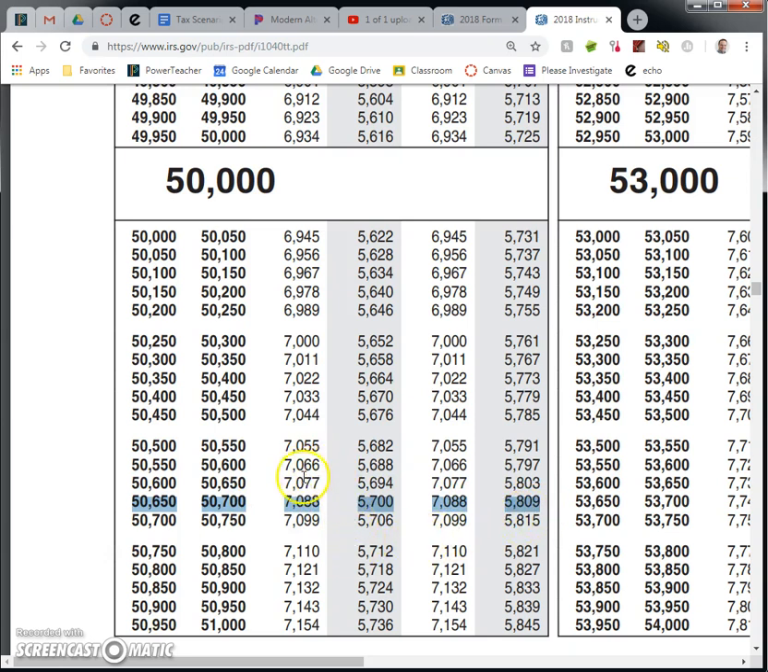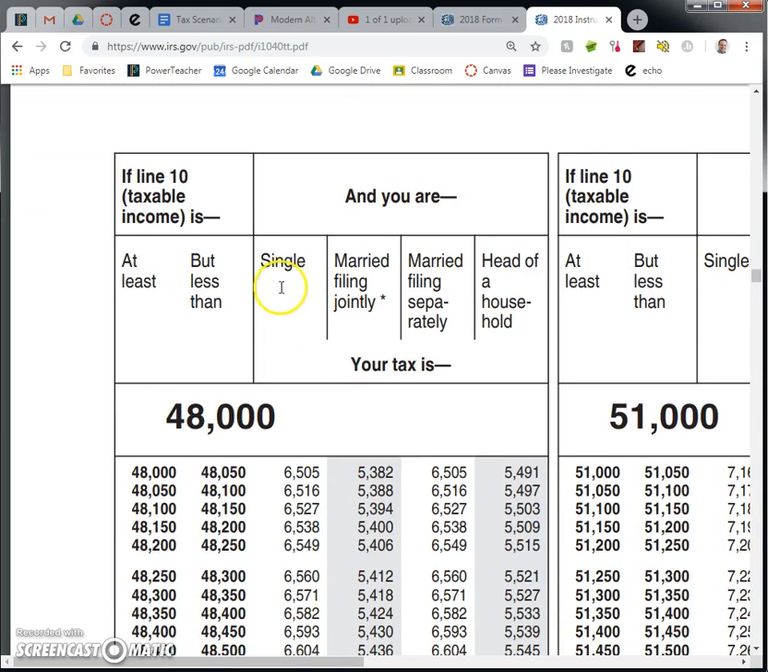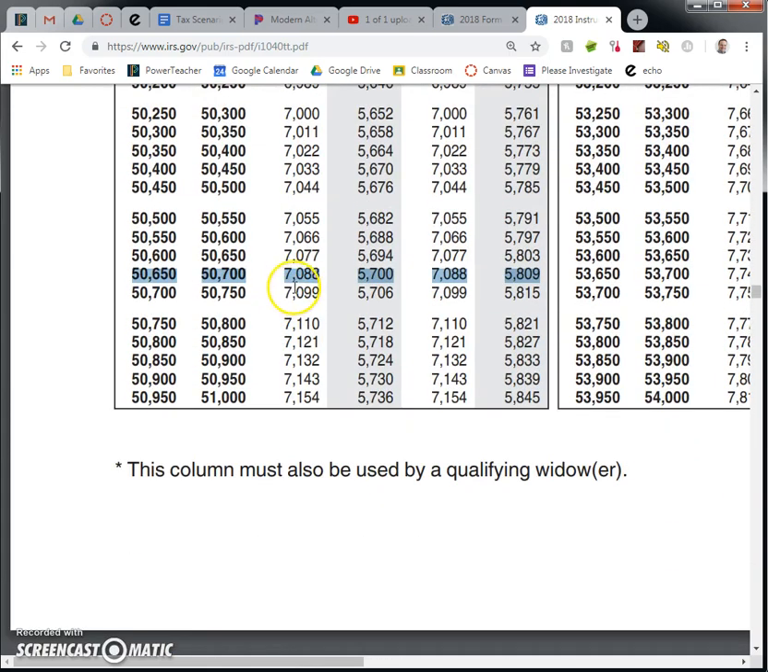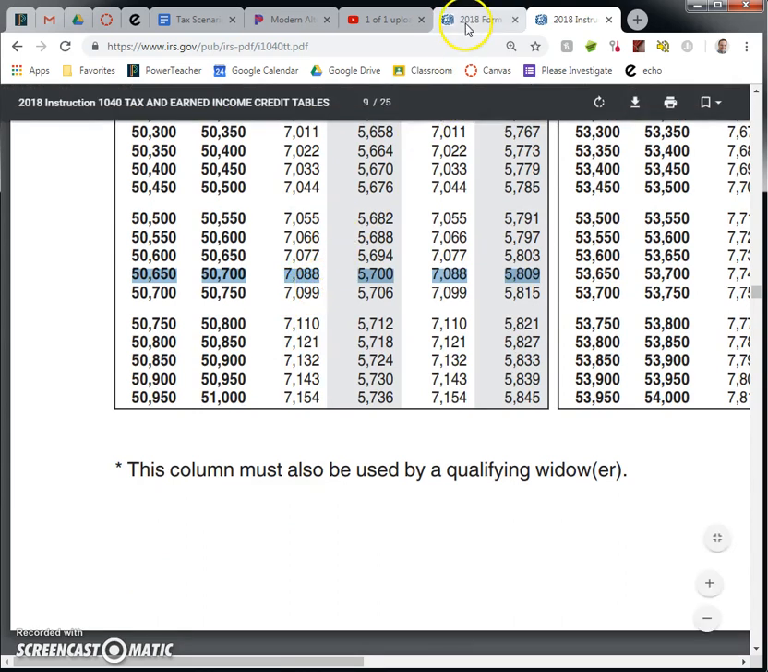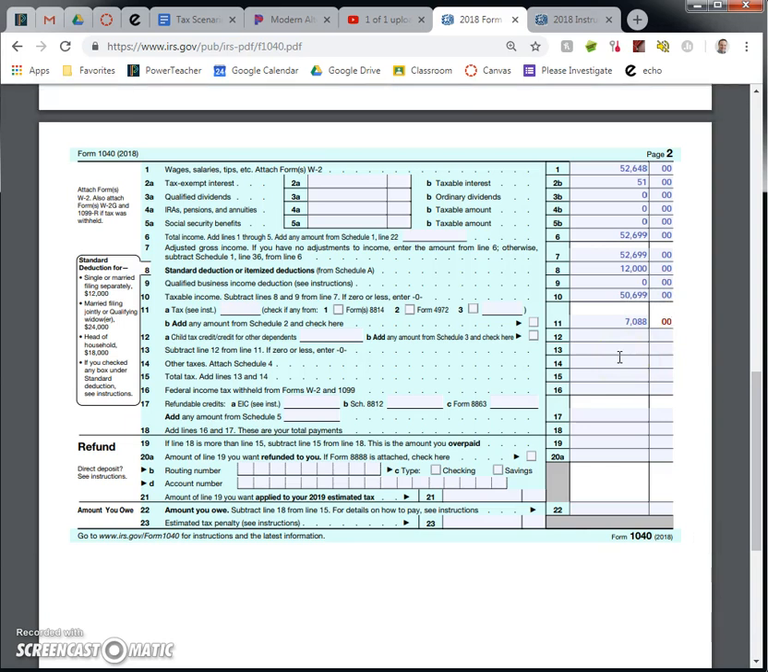Okay. Now there are four amounts in this line. If I scroll up just a little bit and show you the column headings, you can see that the first box is for single people, second box is married, third box is married, fourth is for head of household. Remember, Marcus is single, so he is going to take the number from the very first column, which happens to be $7,088. So in box 11, we are going to put $7,088. This is the amount of money that Marcus should have paid in taxes in 2018.